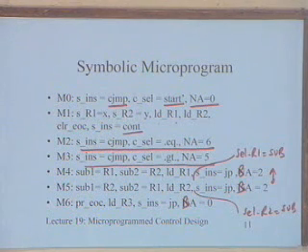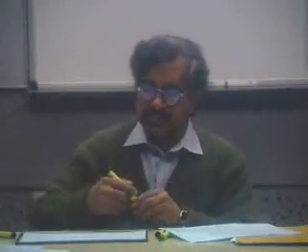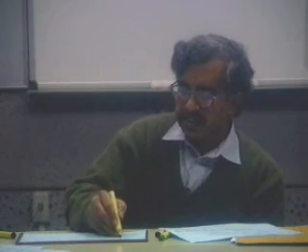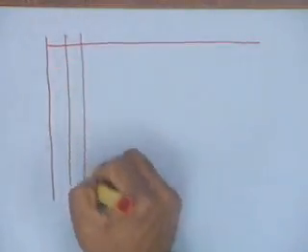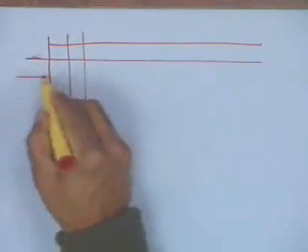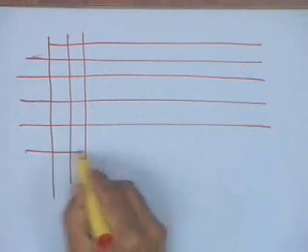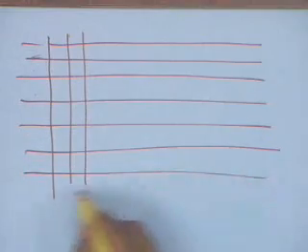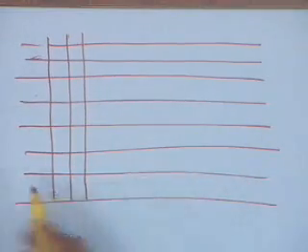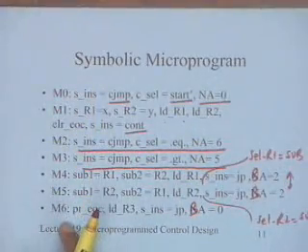And where will this go? This will go as the control ROM. So I have my control ROM now, which is nothing but 16 by 7. So I will have 16 columns. I am not drawing all of them, you can fill this up. I have 16 columns and 7 rows. And this table needs to be filled up based on the symbolic microprogram.